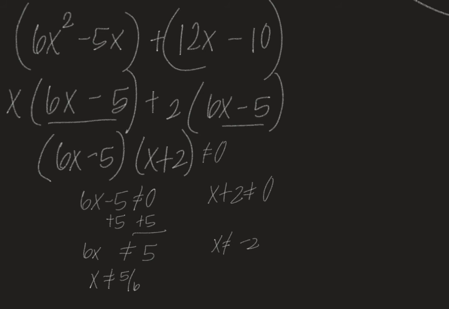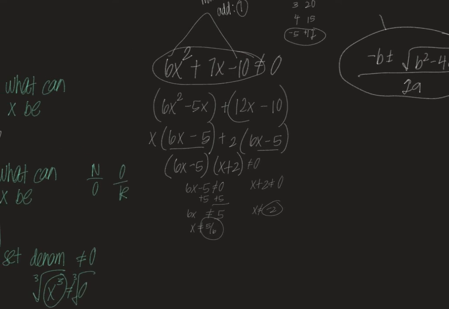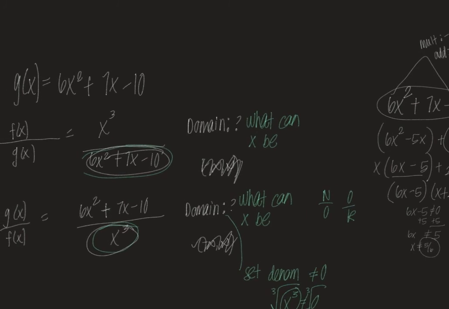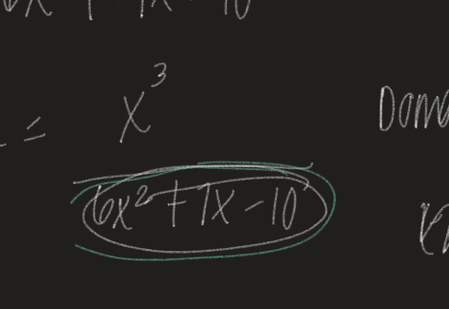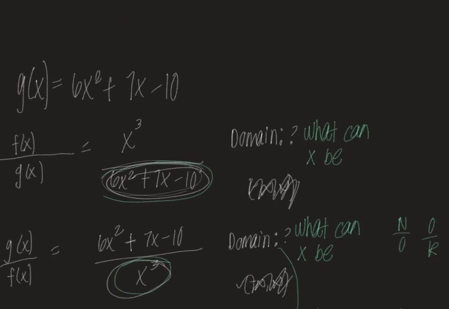Why can't it equal that? Because if you plugged 5 over 6 or negative 2 into the function, whenever you got to the denominator, both of those numbers would make that 0, and you cannot divide by 0, so that's why they don't work.